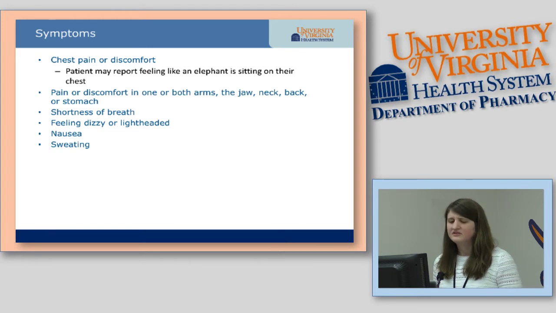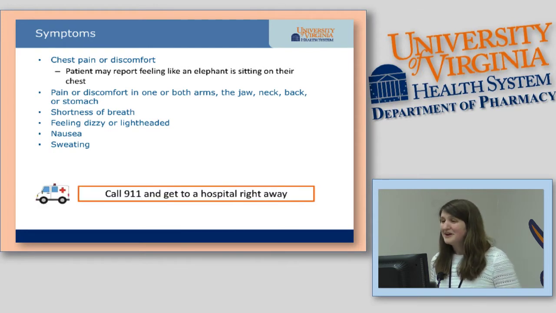Now, when you think about these symptoms, you'll notice that a lot of them are fairly vague, and they could indicate something else is going on. But what's important is if you start to see these typical symptoms suggestive of ischemia, you should call 911 and get to the hospital right away, because it's better to rule out that this is happening rather than to sit and wait on it.